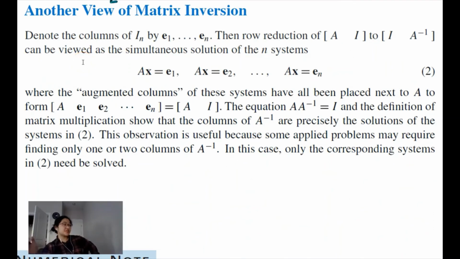Another way of looking at matrix inversion is thinking about our row reduction in terms of simultaneous solutions to systems, where we have a bunch of different systems all set up as AX equals each of the columns of our identity matrix, and then you solve all of those all at once. And it's pretty cool because if you're only looking for a couple of columns of your inverse, then you don't have to do all of it. You just have to solve a couple of them, so it's working efficiently.